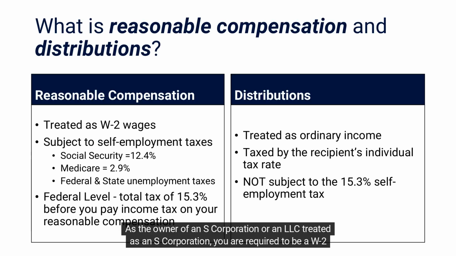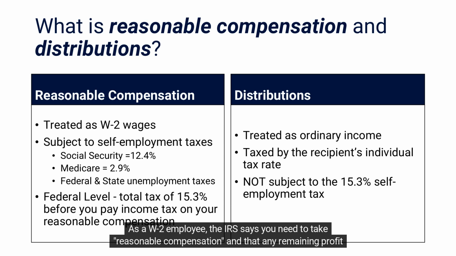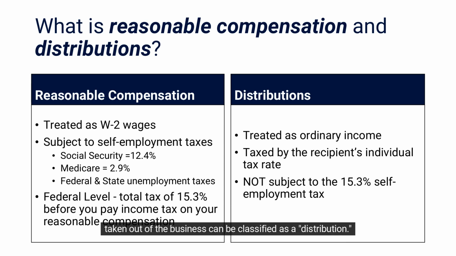As the owner of an S corporation, or an LLC treated as an S corporation, you are required to be a W-2 employee of the business. As a W-2 employee, the IRS says you need to take reasonable compensation, and that any remaining profit taken out of the business can be classified as a distribution. The two concepts are important because they are taxed very differently.